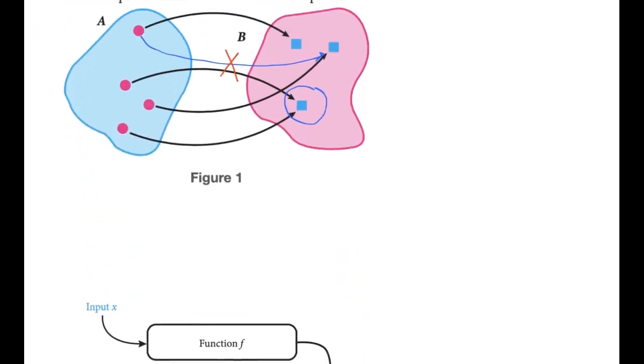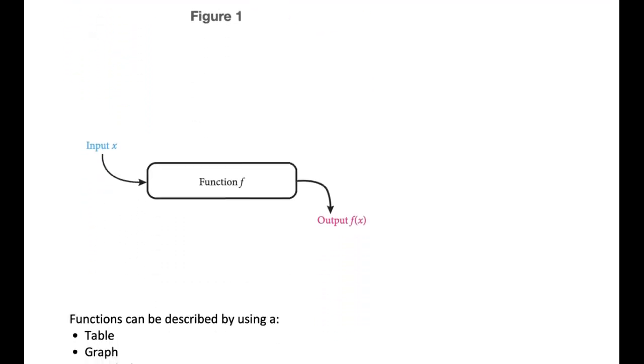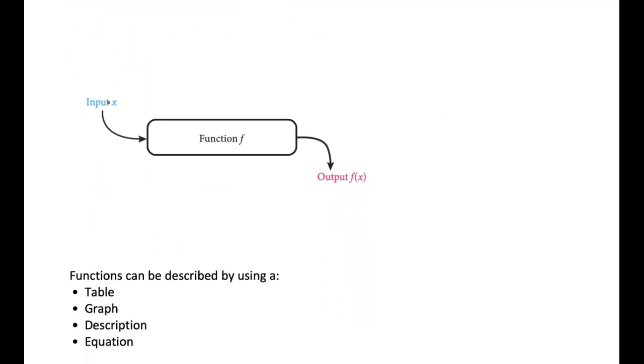So here's another picture of what that looks like. The input is x, and the output is f of x, which we say function of x. Right here, this is function of x. Okay? So functions can be described by using a table. They can be described using a graph. They can just be a word description. They can be an equation. There's lots of different ways to talk about a function.